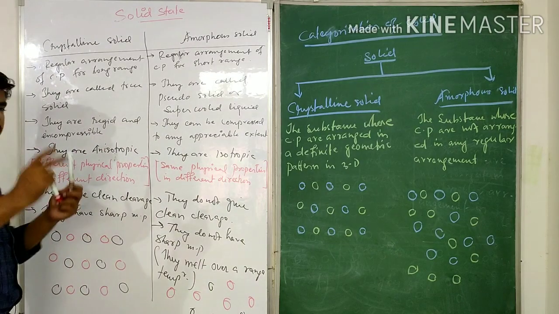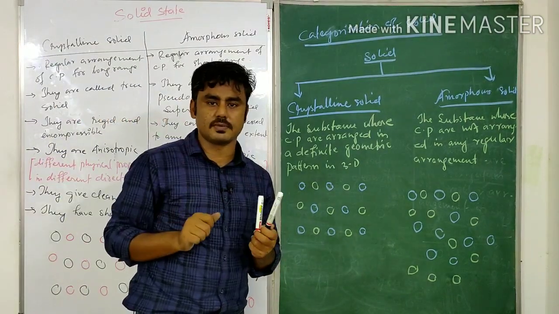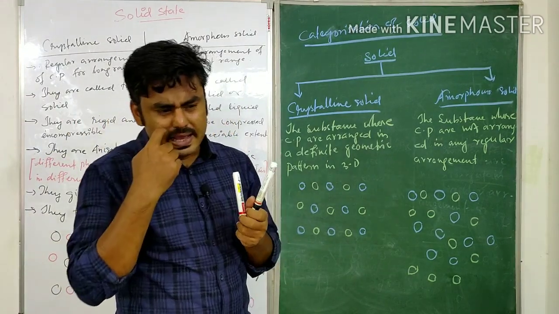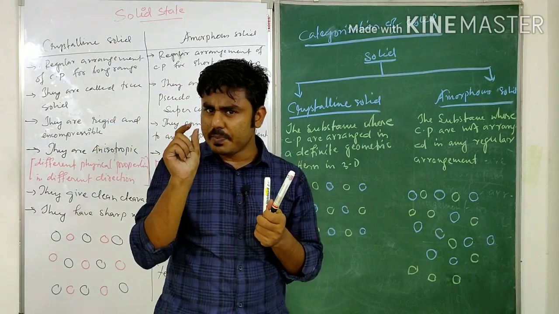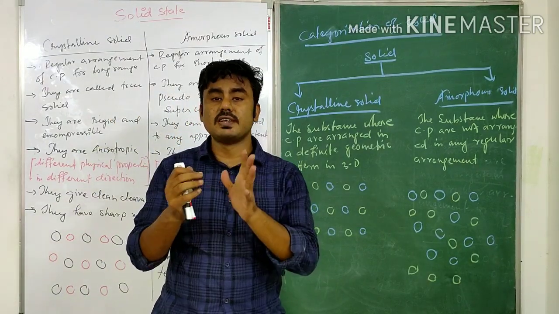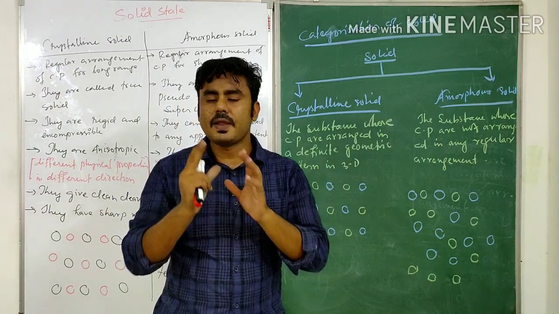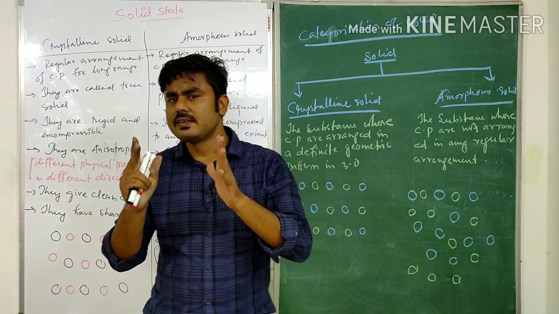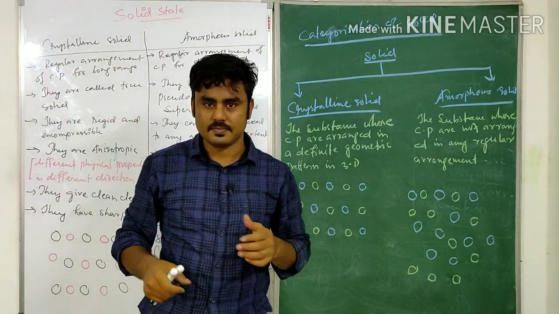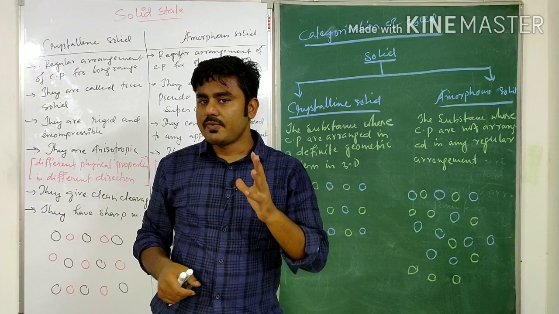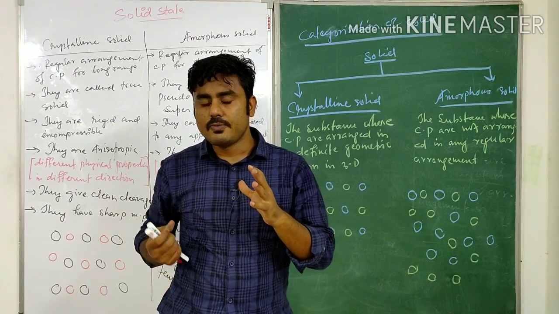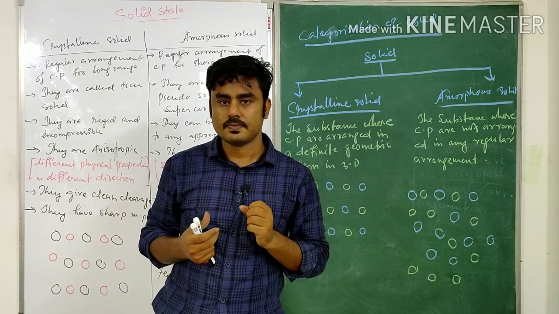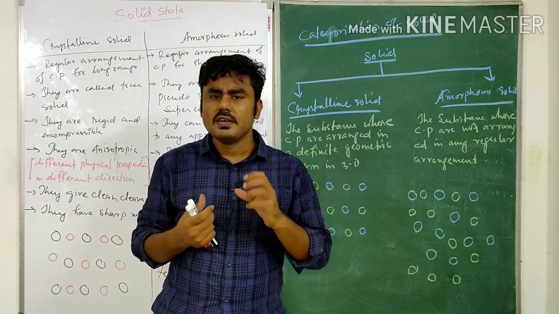Now see, they have the sharp melting point. Crystalline solids will melt at a particular temperature. Suppose iron, if you raise the temperature, the iron will not melt at just any temperature. It will melt only at a particular temperature. But amorphous solids like glass, like rubbers, like plastics, will not melt at a particular temperature. They will melt, but over a range of temperature. That means as soon as you raise the temperature, the amorphous solid will become soft. Again, if you raise the temperature more, it will become more soft.